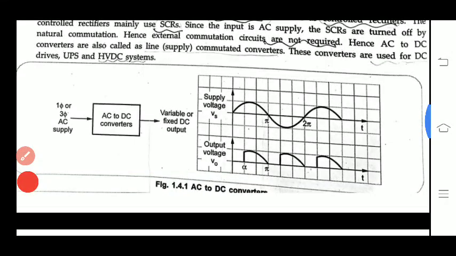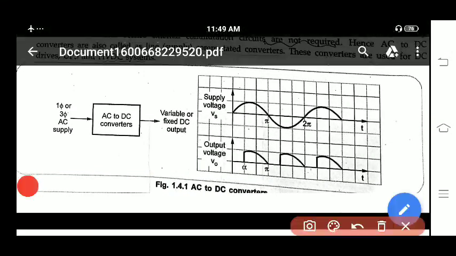If you look here, AC to DC converter. You can see this type of AC to DC converter if you consider a rectifier. In your regular lab experiment, you have done a half wave rectifier, full wave rectifier, and all these things. What it will do? It will convert AC to DC. In that application, they will use this AC to DC converter. So what is the input? A single phase or 3-phase AC supply. Variable or fixed DC output.